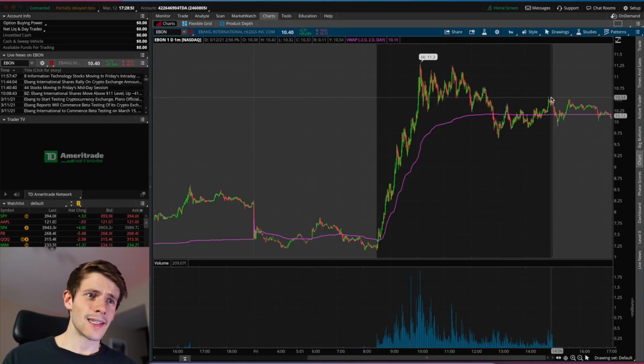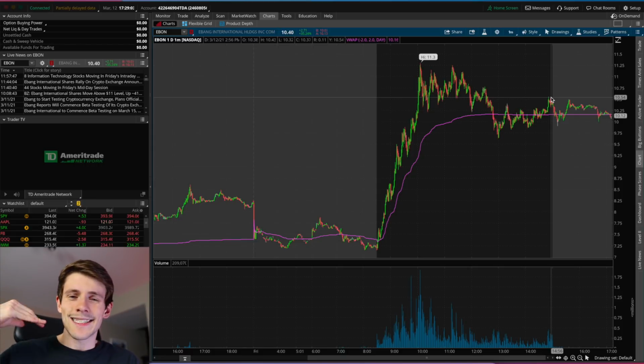So it's a really cool level to keep in mind, because it's very likely to be a turning area, at least in the short term, if that makes sense. And it also shows who's in control in the long term.